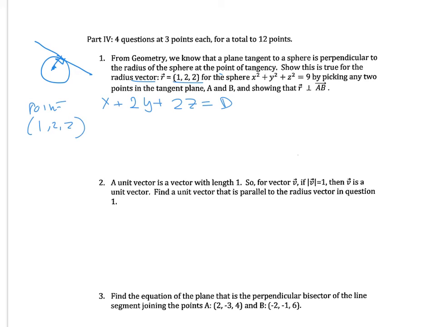If you have a plane equation with a d, you can take a known point, plug it in for x, y, and z, and calculate the value of d. In our case, this would be plugging in 1 plus 2 times 2 plus 2 times 2, which equals 9. So our plane equation is x plus 2y plus 2z equals 9. That is the specific plane that's perpendicular to our radius vector and which goes through the point 1, 2, 2. That's tangent to the sphere.